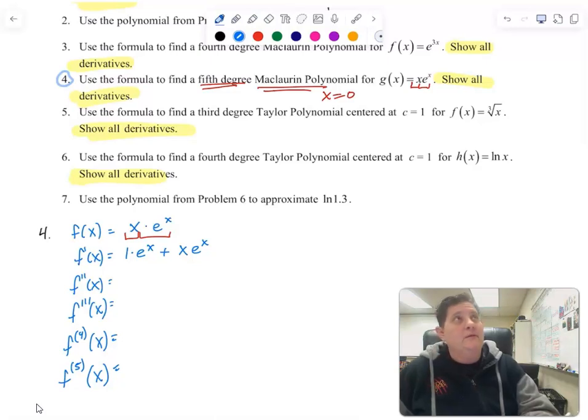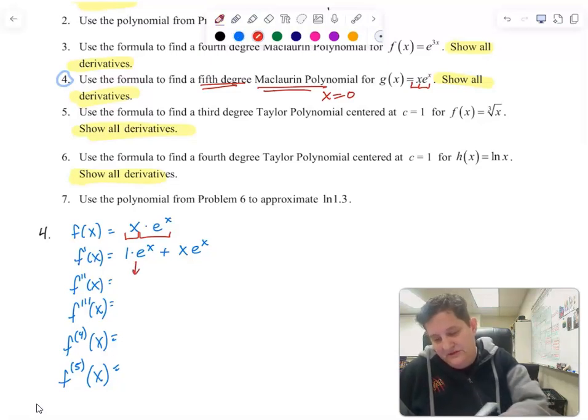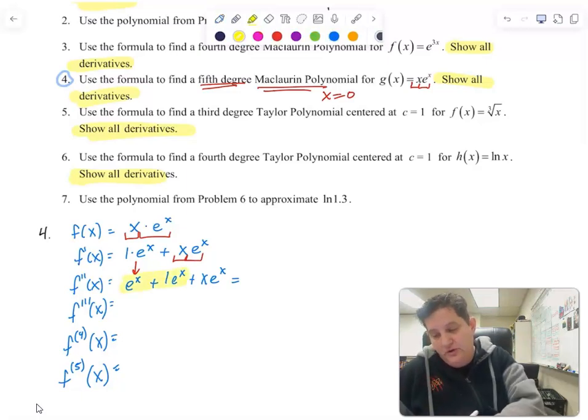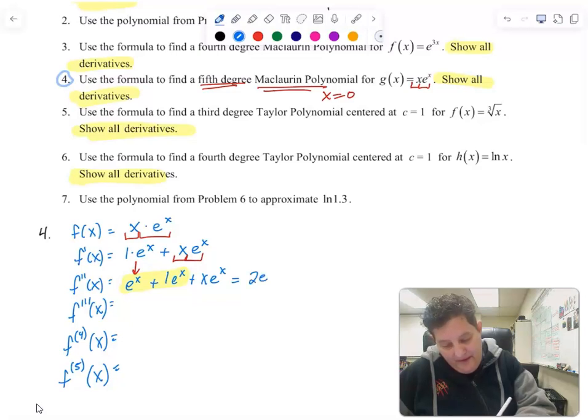I'm trying to decide if I want to factor this out, make it a little easier or not. No, I don't think I will. Okay, now, this, we just take a regular derivative of, right? That's e to the x. This, we got to do another product rule. Derivative of the first times the second, first times derivative of the second. So, if you notice, this becomes 2 e to the x plus x e to the x.